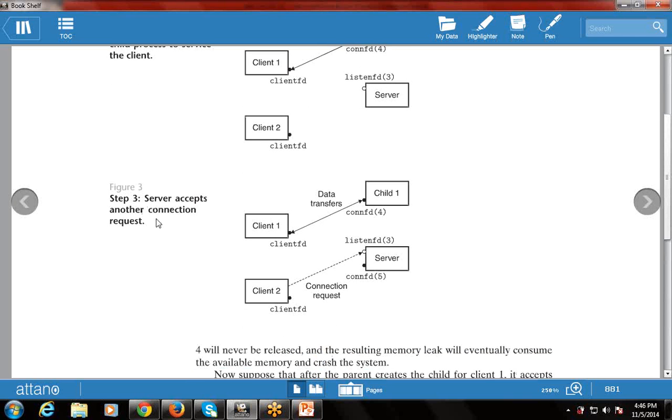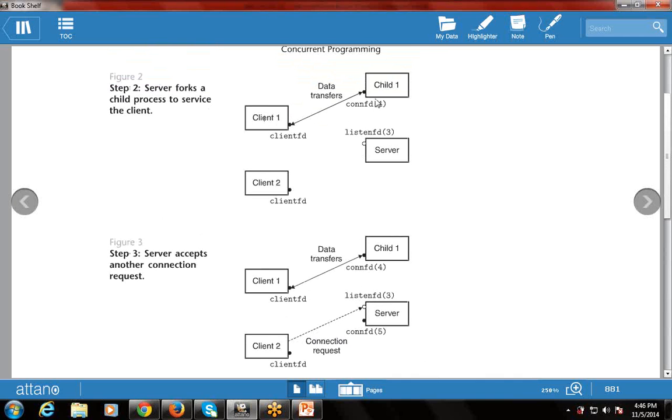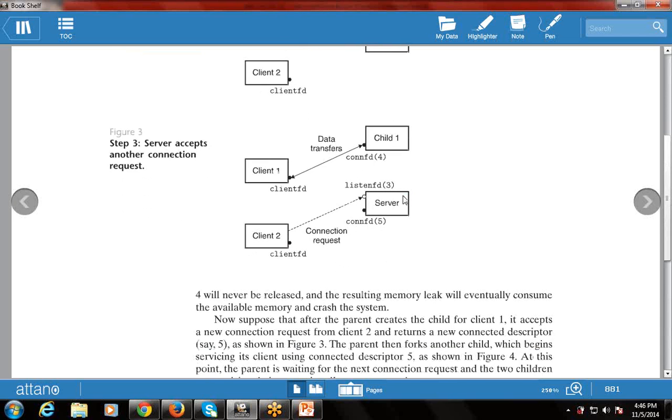This is where the server accepts another connection request. First of all, there is a data transfer between the child and the client. There is a connection. Then the server accepts another connection request, that is, client 2. This is the example. The server forks a child process. There is a data transfer. The server forks a child process by using the listen FD 3.